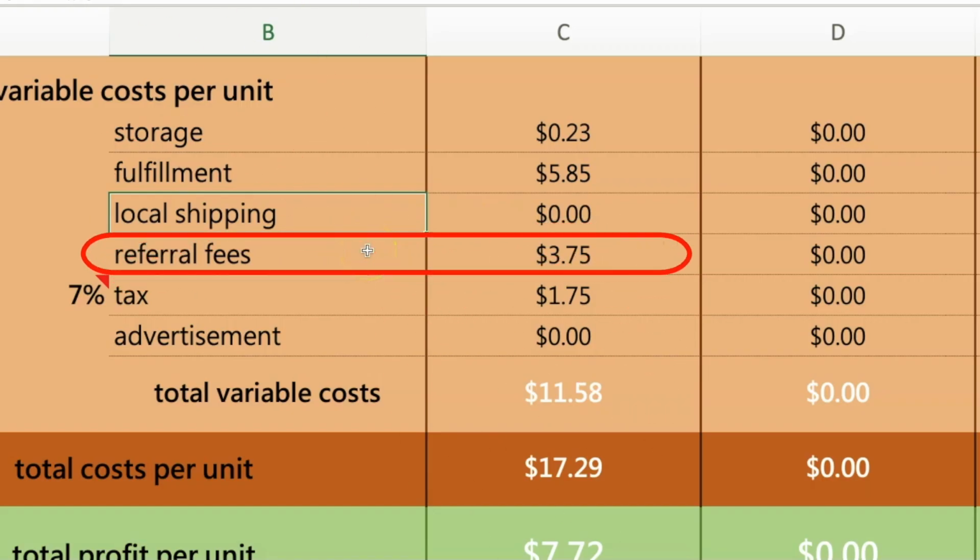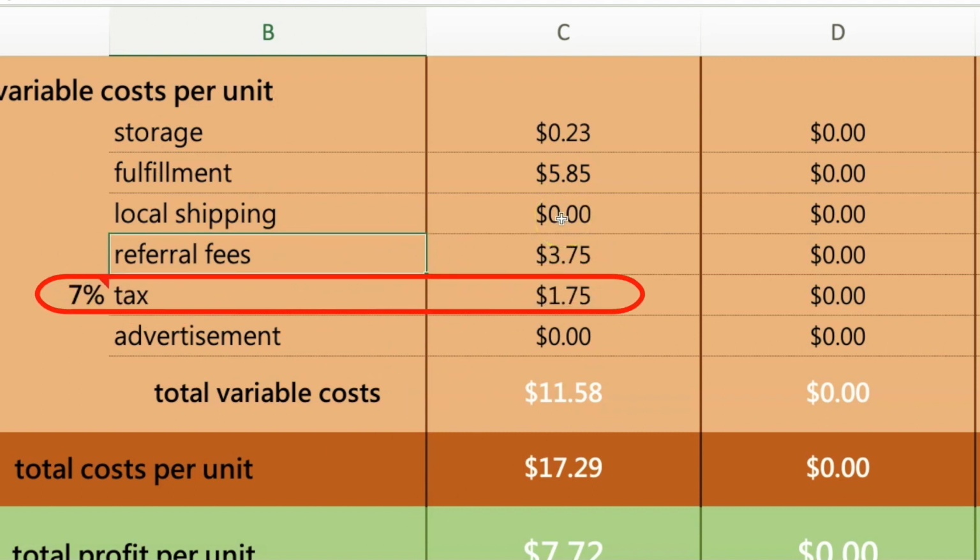Okay, that's your handling fee. Then we got the local shipping, or for you Australians, this is the postage. The postage obviously depends on what products it is, etc. Referral fees, this is something for Amazon. This could be seen as your marketing fees. So if you're doing Facebook ads, if you're selling bigger quantities, this is your marketing, if you will.